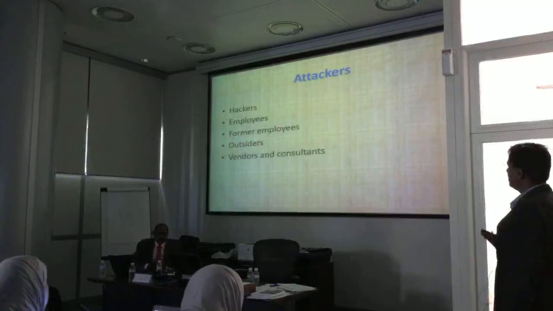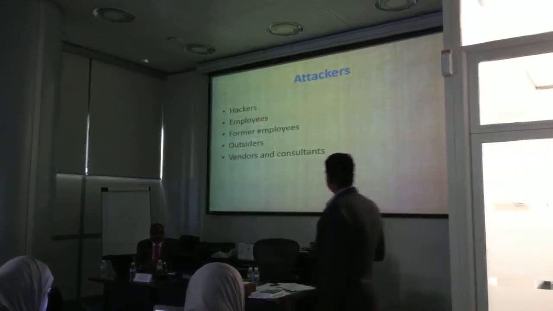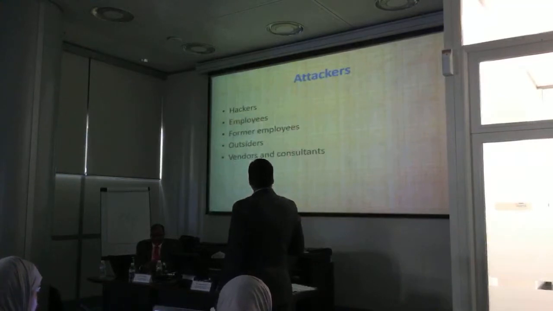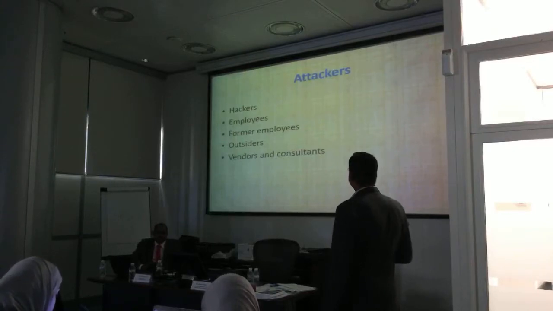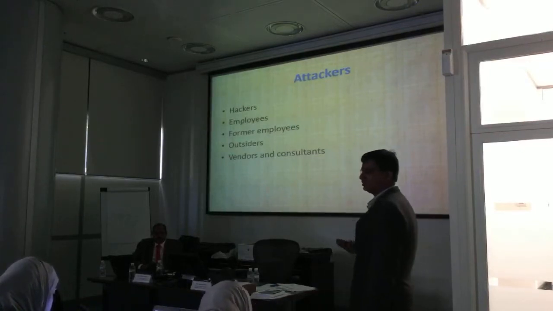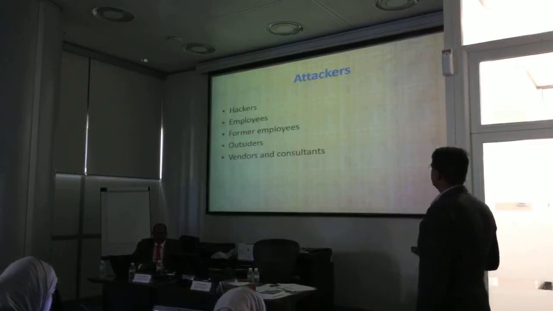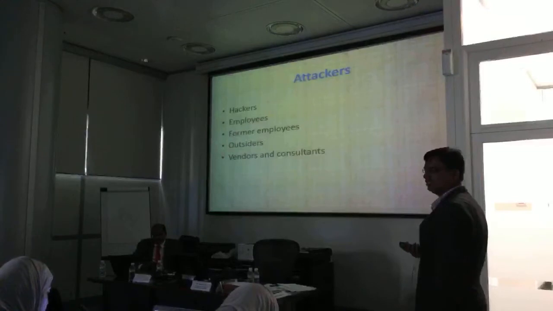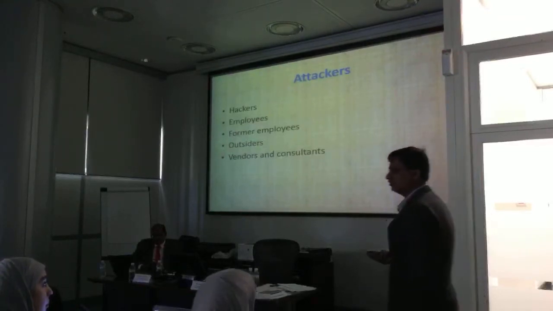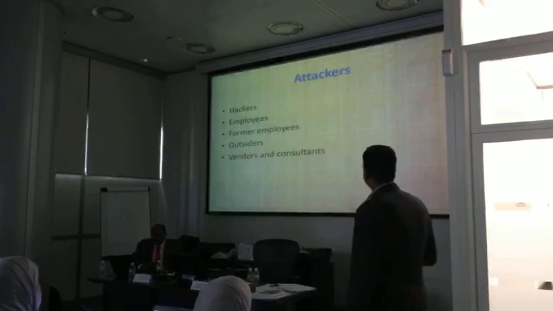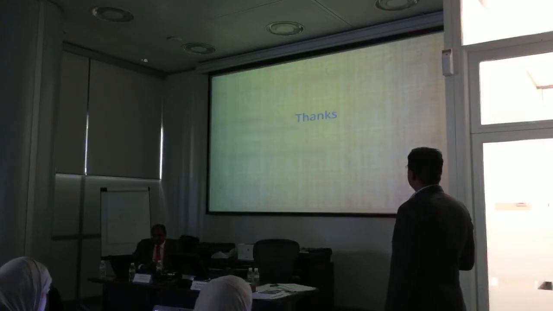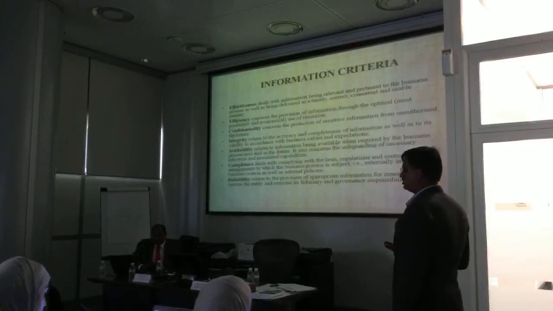Last slide is the persons who make the system very risky because they have the most knowledge about the system. Hackers, employees, former employees. If there is some employee who is discontented, left the job, he has all the knowledge of the system. He may misuse the system, he may hack the system. Outsiders, vendors and consultants. The persons who have proximity with the system, they don't know the system, then they can misuse or hack the system. So it was just the introduction of general control.